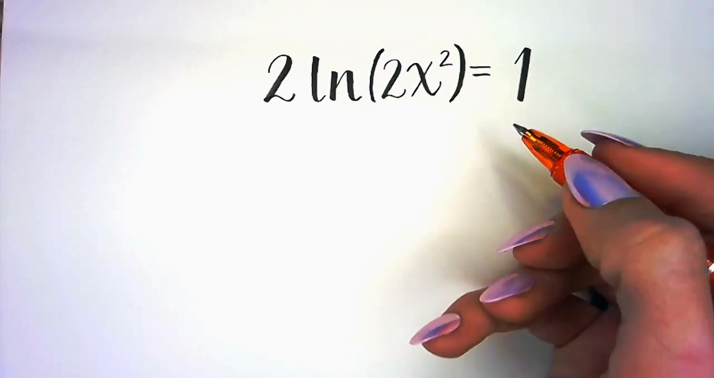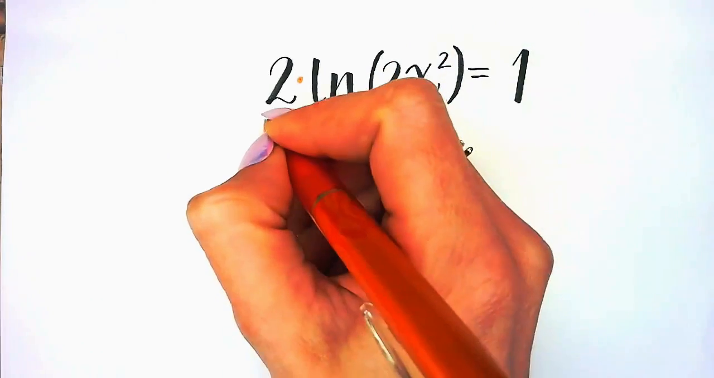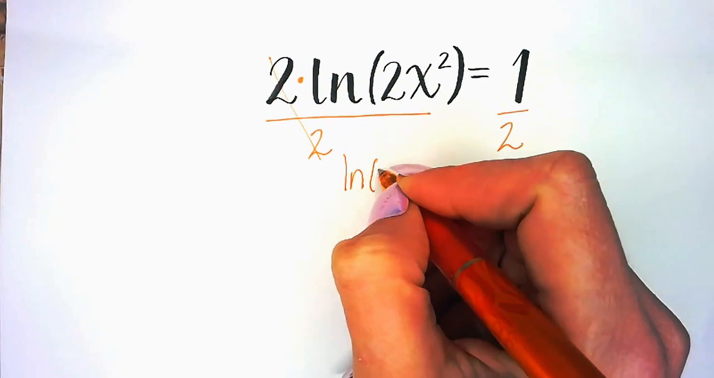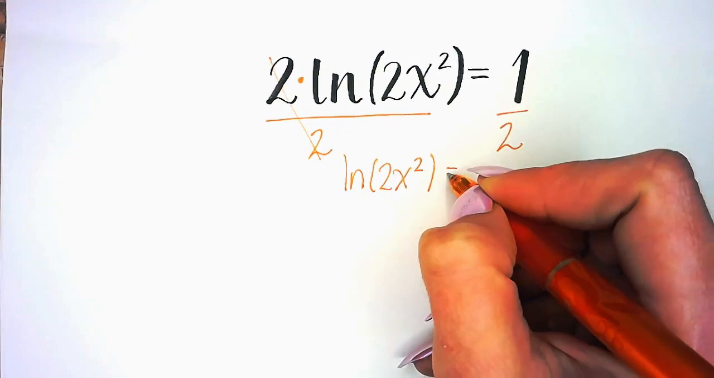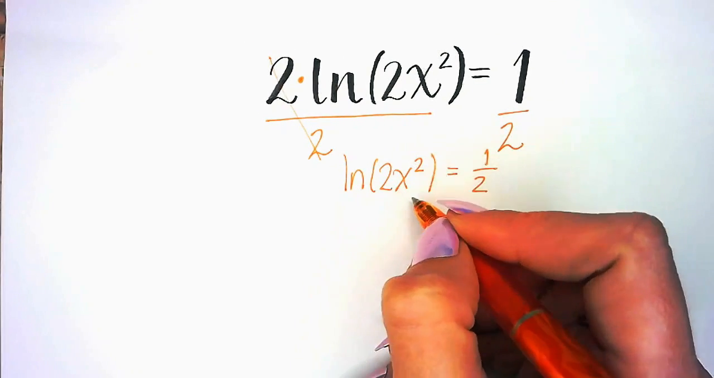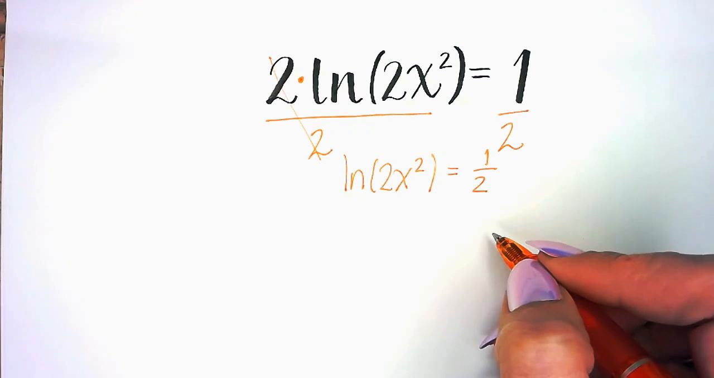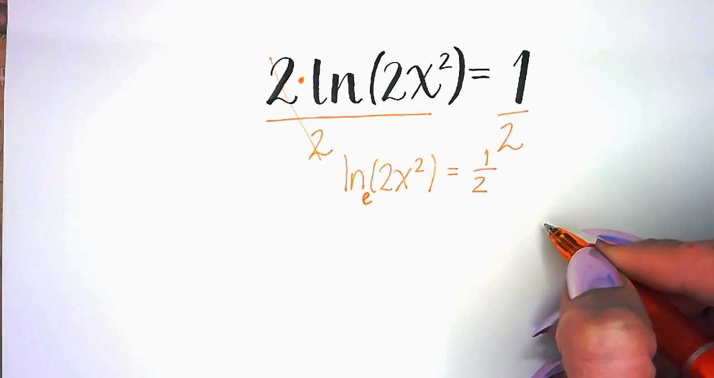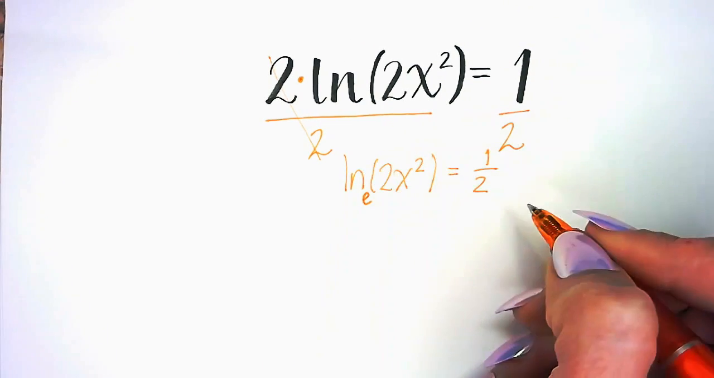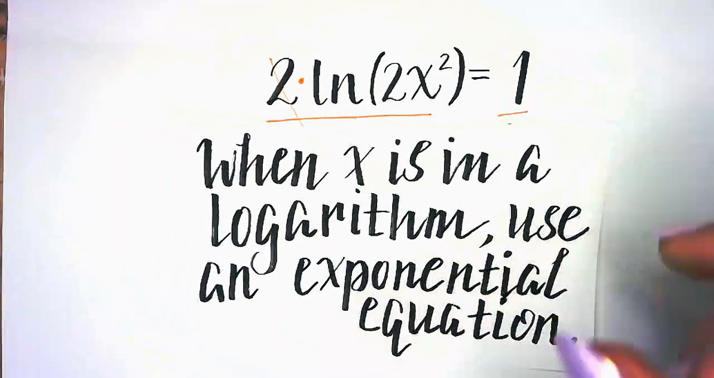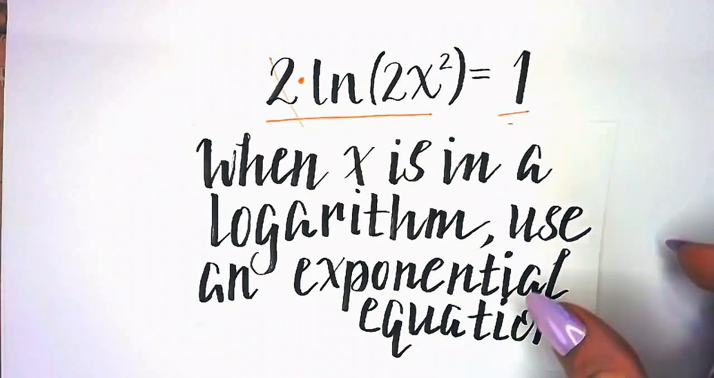Here's the last example. We still need to get our logarithm alone. We're dividing both sides by 2. ln of 2x squared equals 1/2. Don't forget the ln has a base of e. We can rewrite this from logarithmic form to exponential form because when x is in a logarithm, we use an exponential equation.